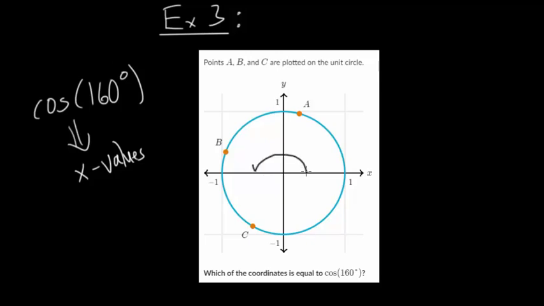And then the angle of 160 degrees, remember, we're measuring from the positive x-axis. And if we go all the way to here, this would be 180. So it's a little bit shorter than that. So that tells us that it looks like we're going to point B here. So let me just draw that line in. So this angle from the positive x-axis to this line that connects to point B, this is our 160 degrees. So the cosine of 160 here is simply the x-coordinate of point B.